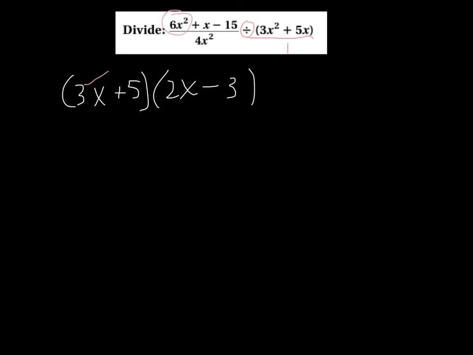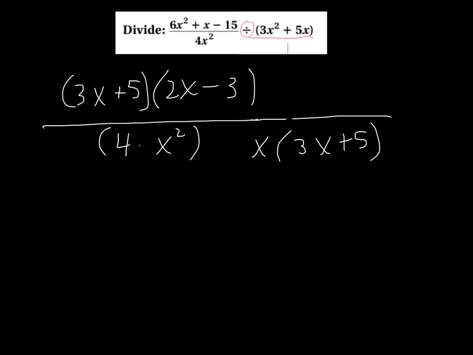I need 2 factors that go to 6x squared, 2 factors that go to negative 15. This gives me a positive 10x. This gives me a negative 9x with a difference of positive 1. Got to remember this stuff. It's going to be on the final. Press pause, see if you can work the rest on your own.